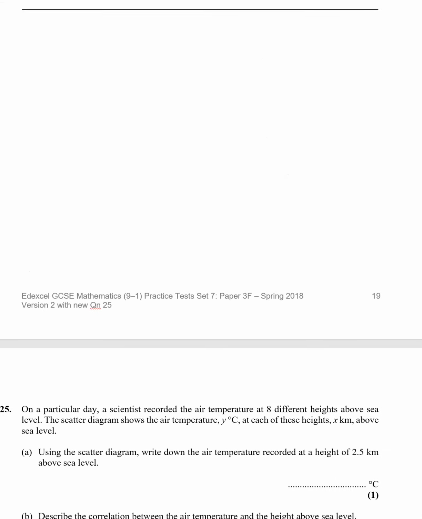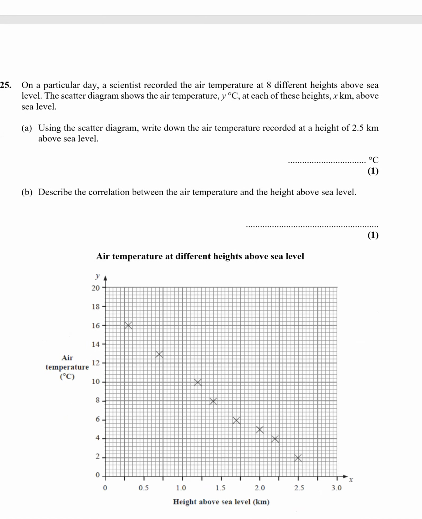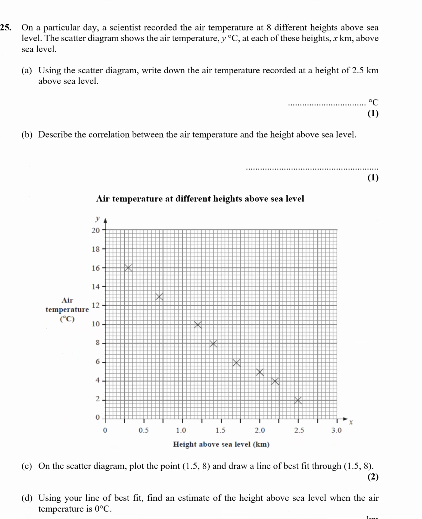Right, so what have we got next? On a particular day, scientists recorded the air temperature at 8 different heights above sea level. The scatter graph shows the air temperature Y, and distance above sea level. Use the scatter graph, write down the air temperature at the height of 2.5. Well, 2.5, we've already got a point there, is 2.